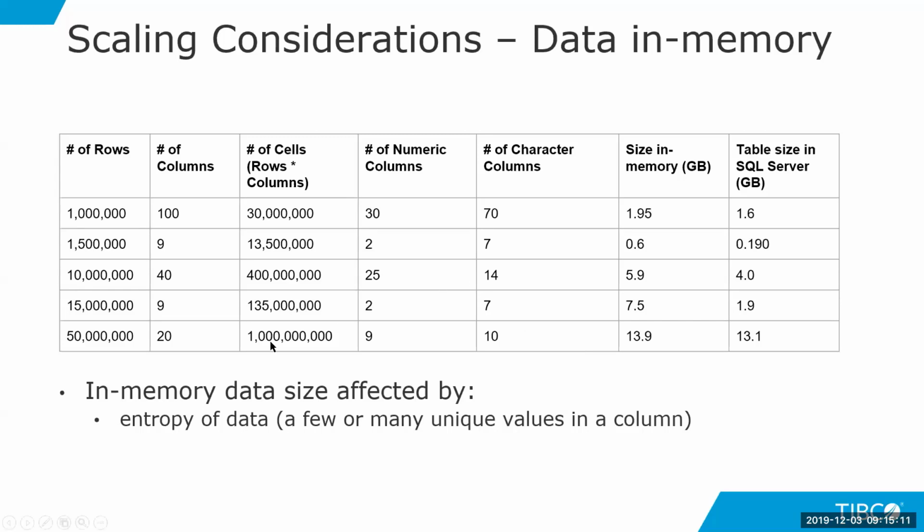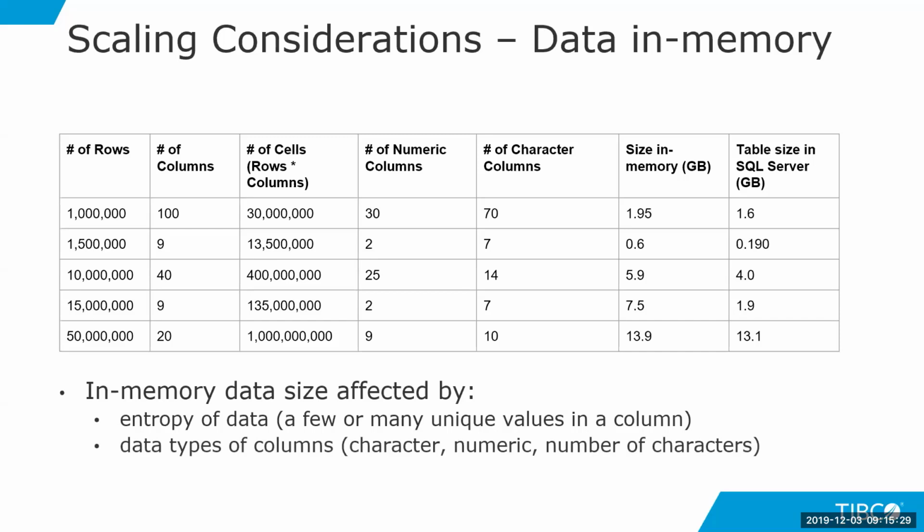This last one has 1 billion cells. So the number of rows and columns is important. You could have a 100,000 row data set that has 1,000 columns that would take up more room than something that has maybe 1 million rows but only 10 columns or a fewer number of columns. The other thing that's important is the data types of the columns. So character versus numeric, and the size of the column as far as the number of characters, is also important.